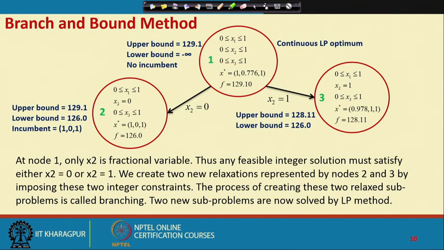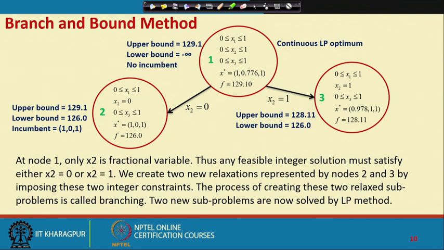So, we can create two new relaxations represented by nodes 2 and 3 by imposing these two integer constraints. So, at node 2, I let x1 vary between 0 and 1, x3 vary between 0 and 1, but x2 I set at 0.